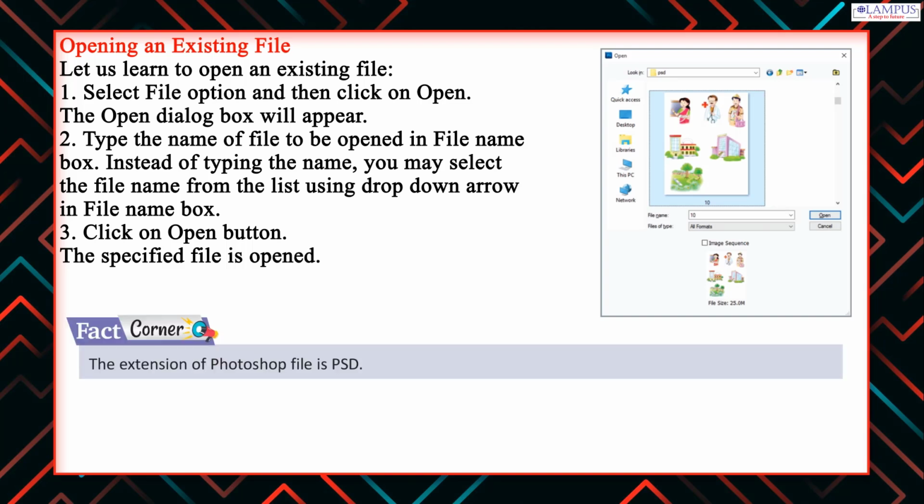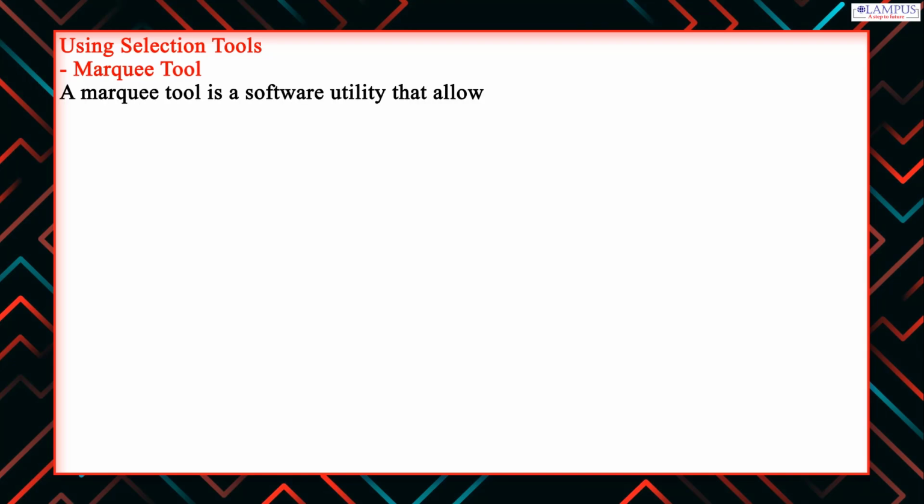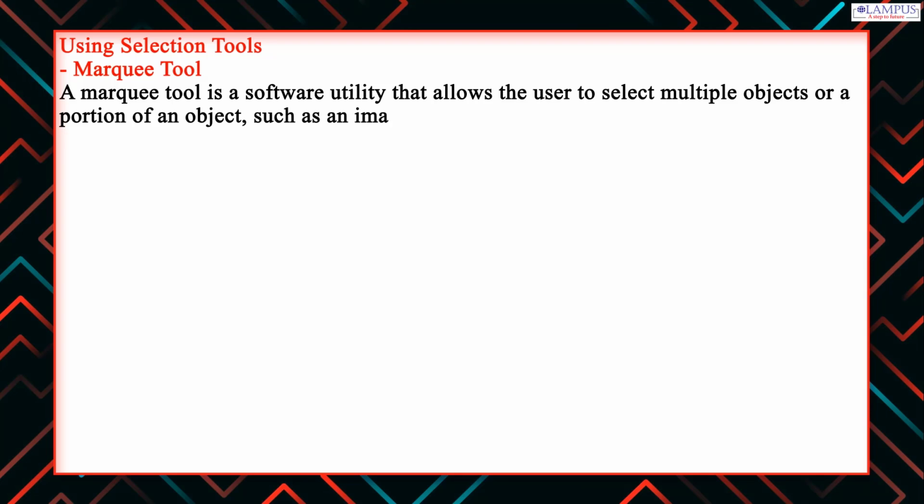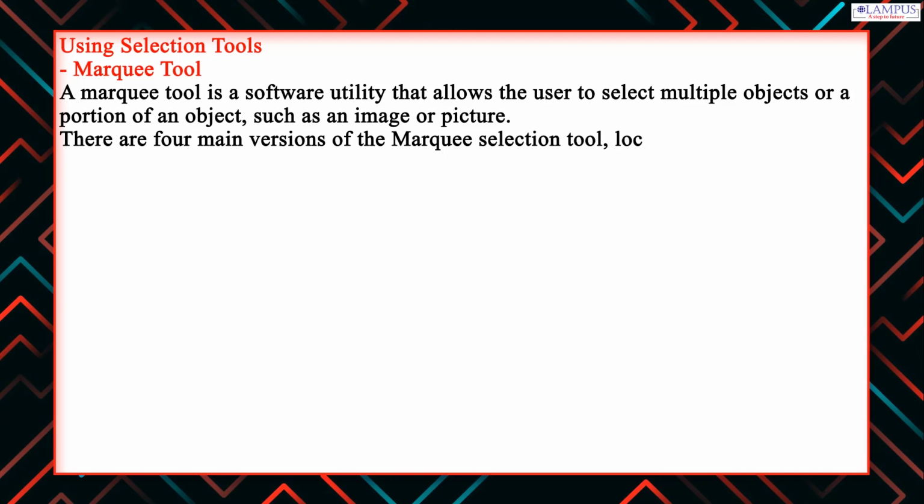Fact corner. The extension of a Photoshop file is PSD. Using selection tools. Marquee tool. A marquee tool is a software utility that allows the user to select multiple objects or a portion of an object, such as an image or picture. There are 4 main versions of the Marquee selection tool, located in the Tools panel.